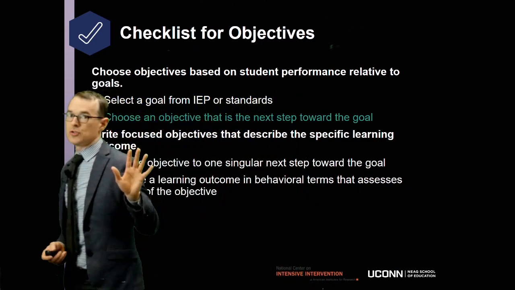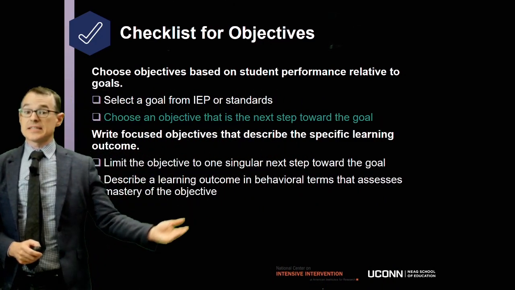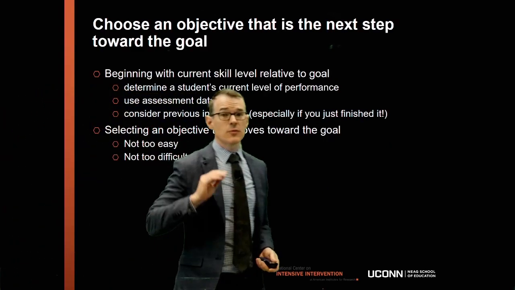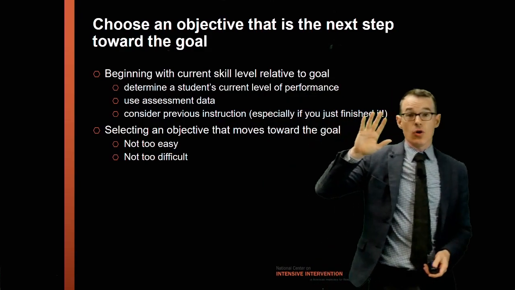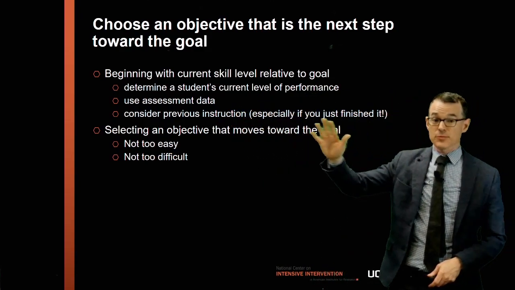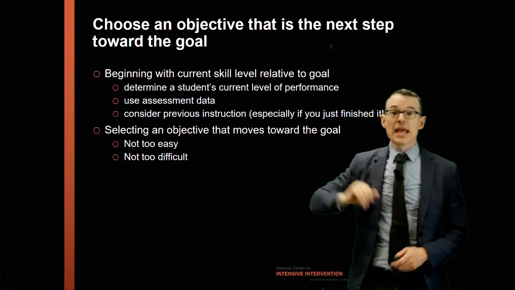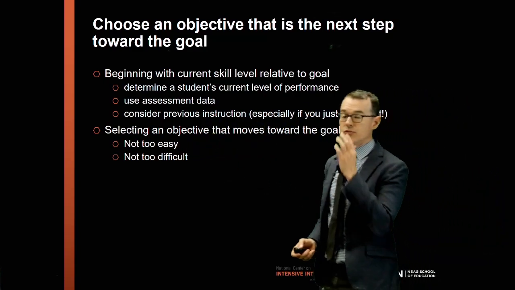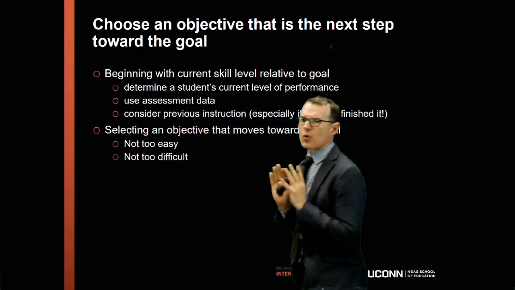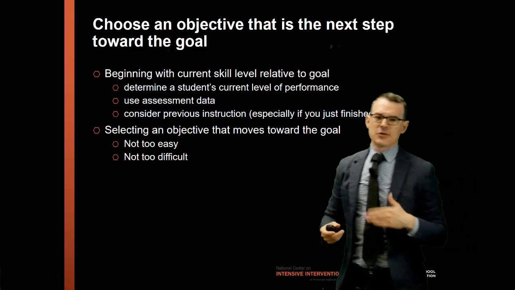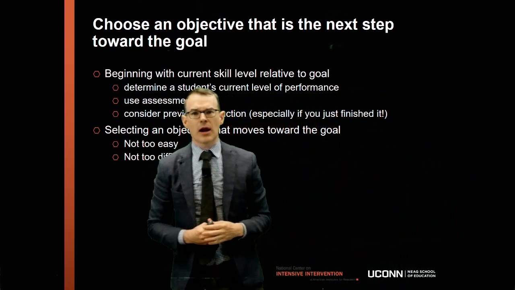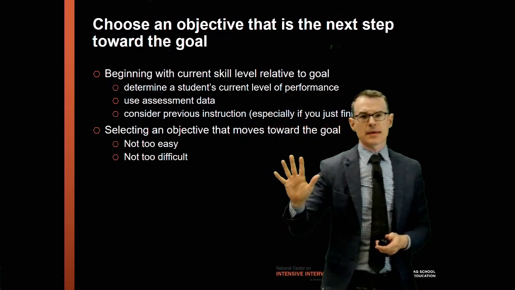Now let's talk about choosing a specific objective, which gets us to the next stage in this process. To do that, we're going to begin with students' current skill level relative to the goal. You want to figure that out using assessment data, considering previous instruction, particularly if you just finished the instruction. And then you want to select an objective that moves toward the goal and is not too easy and not too difficult. So obviously, we don't want it to be too easy, we don't want it to be too difficult. But particularly the easy part, everyone agrees, well, we don't want to make it easy on the kids.